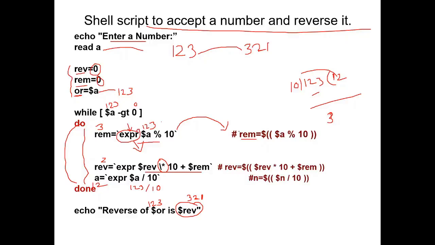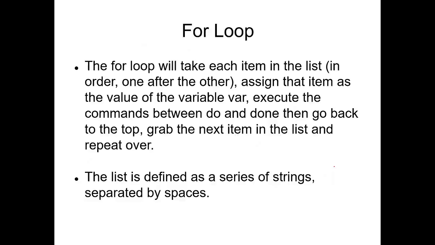See here, this is just a comment; hash indicates it is a comment line. Here, dollar, double rounded brackets, $A modulus 10, and the remainder will be stored here. This is also the same statement. We have used double rounded brackets here, and we have not used the EXPR keyword. Next we'll see the for loop.